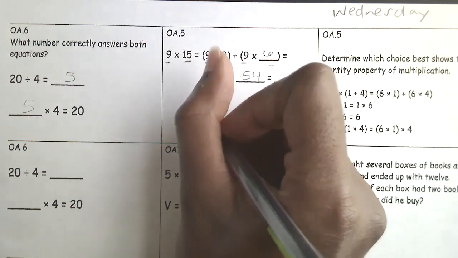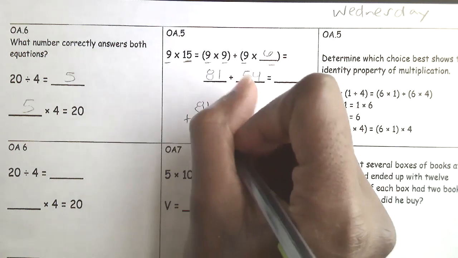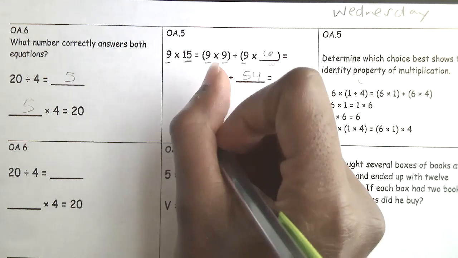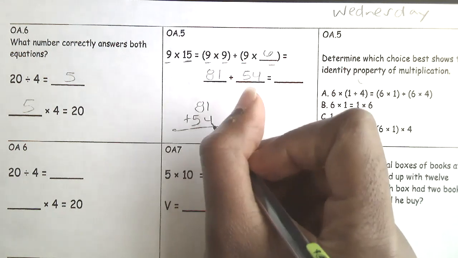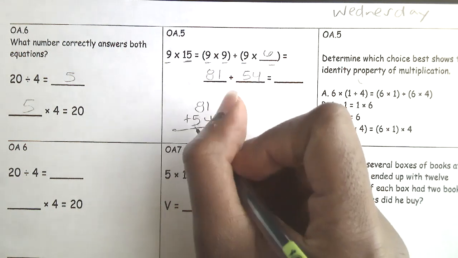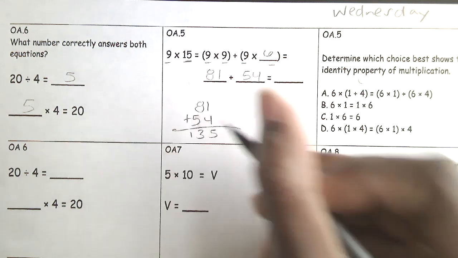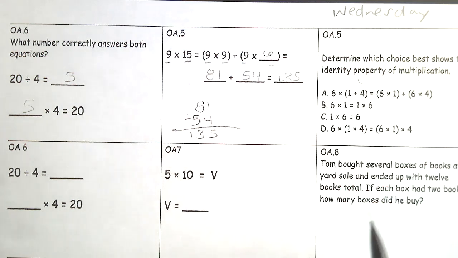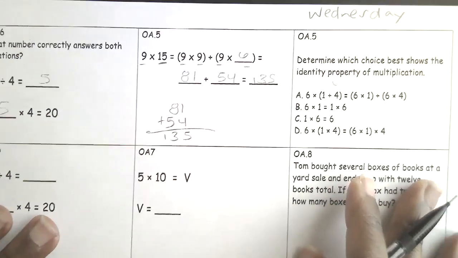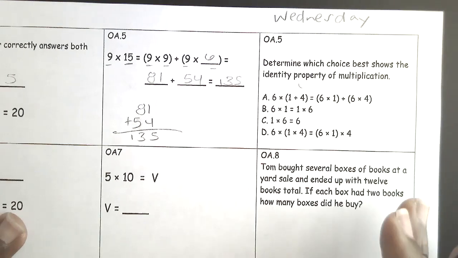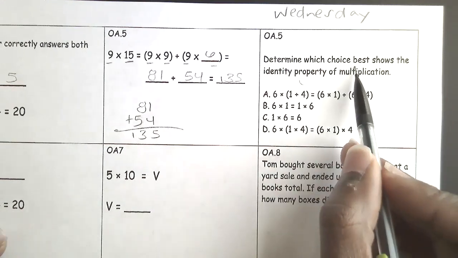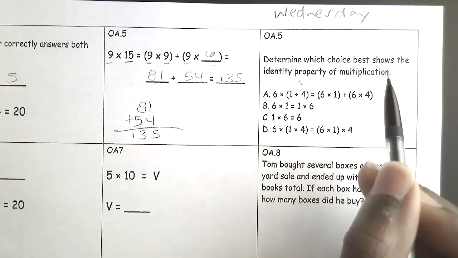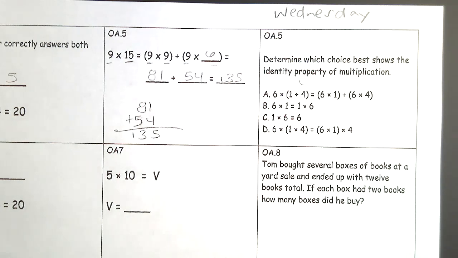Okay, so 81 plus 54, I'm going to line it up. Mr. B doesn't have the best notebook handwriting, but that's okay, right? So 1 plus 4 we know equals 5, and then 8 plus 5 we know equals 13. So our answer to 81 plus 54 equals 135, right? Now we've solved that box. Moving on over, we have determine which choice best shows the identity property of multiplication. Let's review what the identity property of multiplication is.